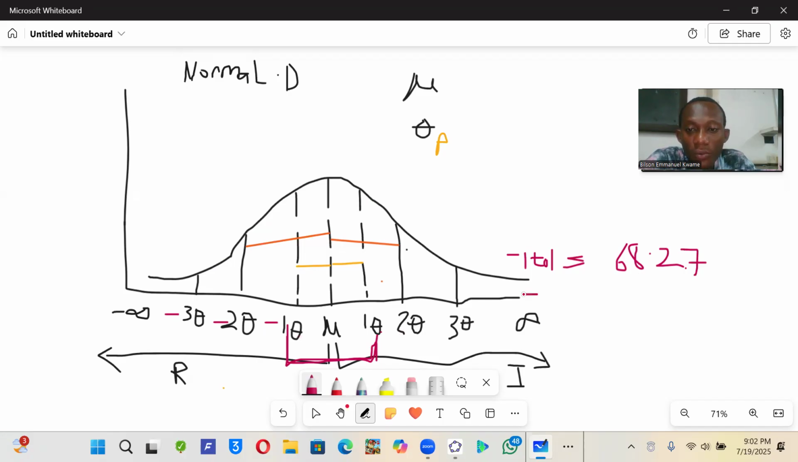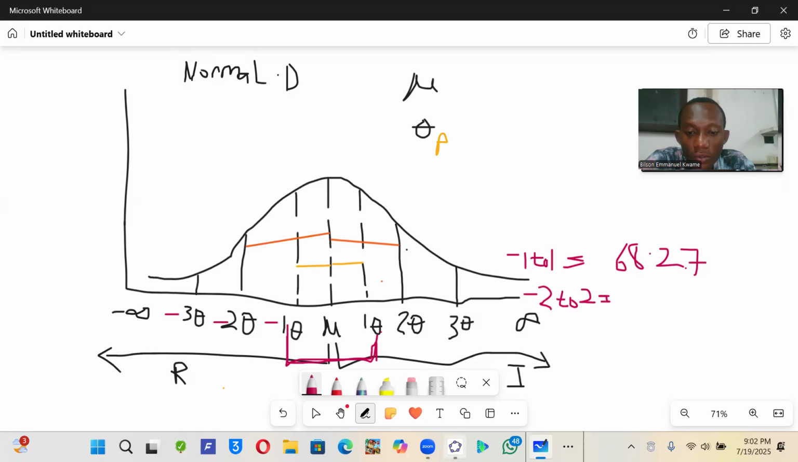So -2 to 2, what is it going to give us? From -2 to 2, it is also going to give us a value, right? So we are going to use GeoGebra to check.